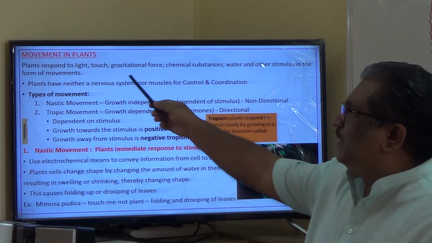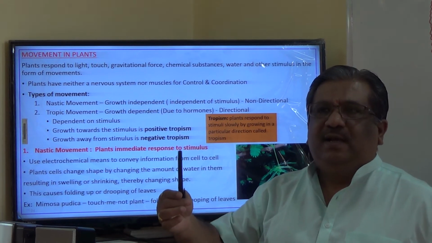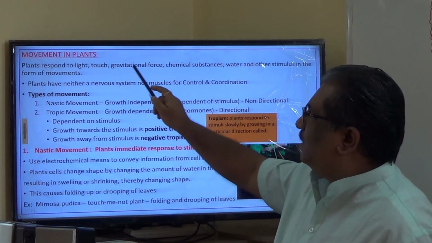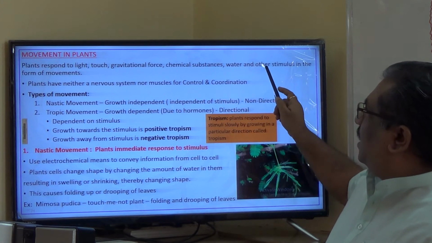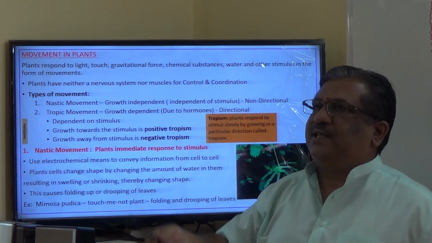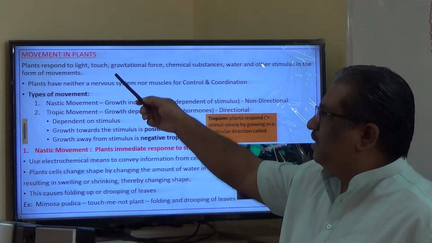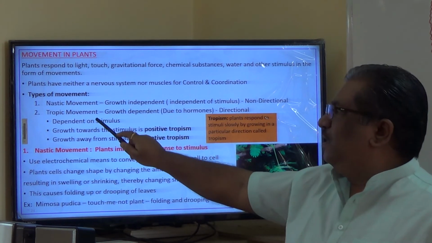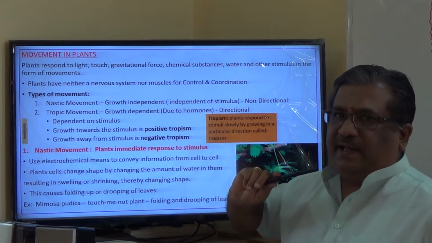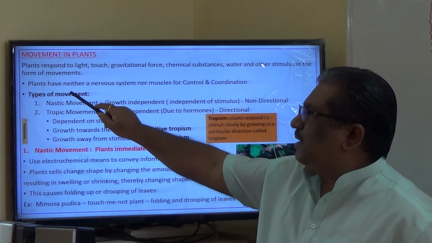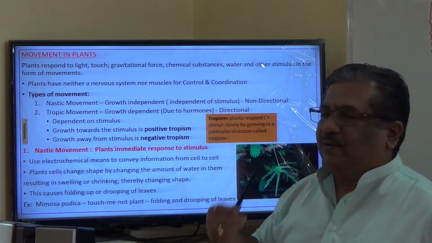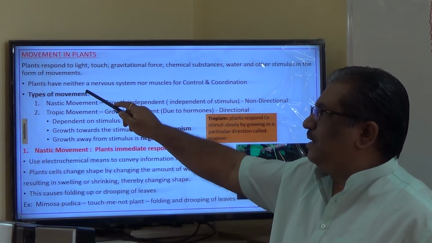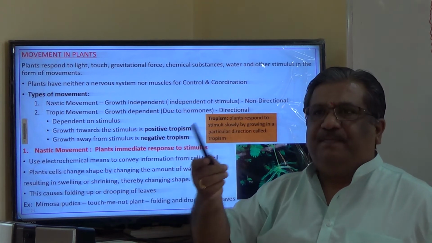Movements in plants. Why do plants show movements? They show movements as a response to a stimulus. Which are the stimuli? Light, touch, gravitational force, chemical substance, water, and other stimuli. Based on the particular stimulus and the growth shown by the plant, the movements have been classified into nastic and tropic movements. Nastic movements are growth independent and tropic movements are growth dependent, which I have already discussed. Also, there is one important thing: plants have neither nervous system nor muscles for control and coordination, whereas animals do have both. And how do plants control and coordinate their movements? In the form of nastic and tropic movements.